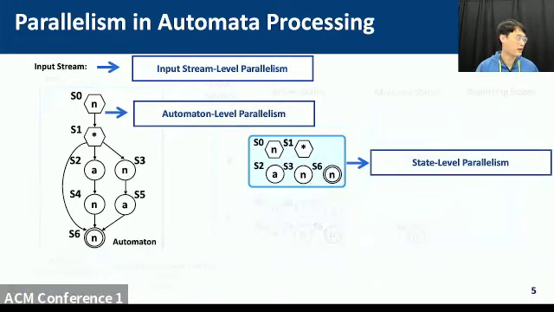So this process can offer several levels of parallelism, including input stream level parallelism, automaton, and state. So it is very suitable to be deployed on GPU to achieve higher performance.